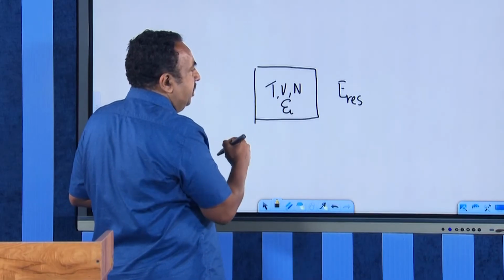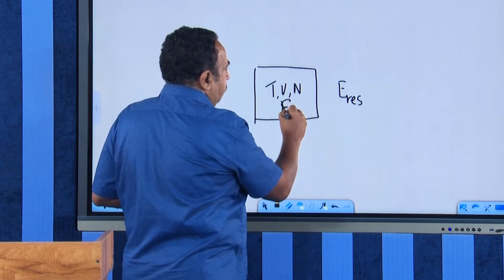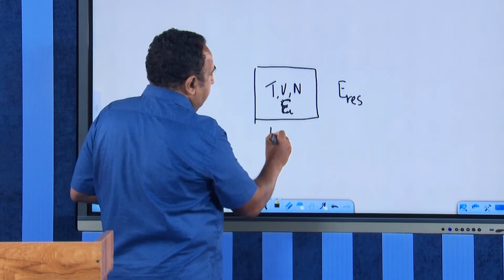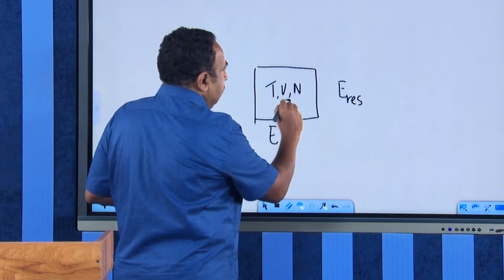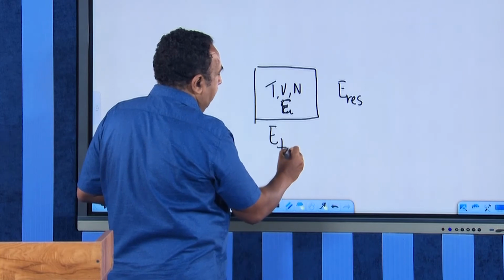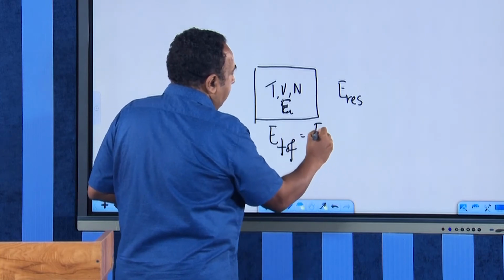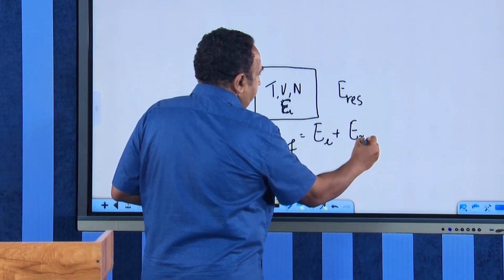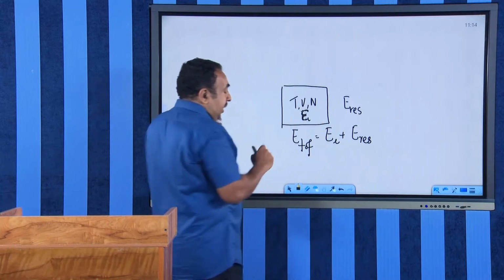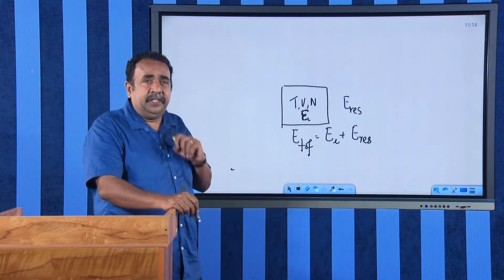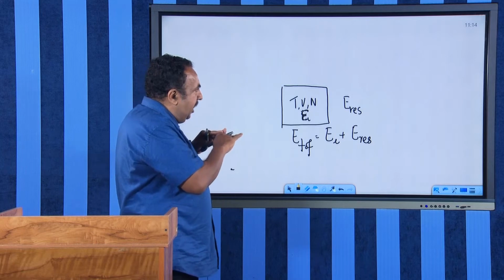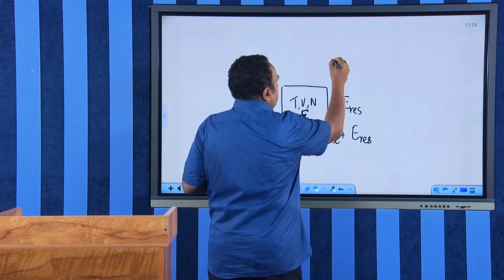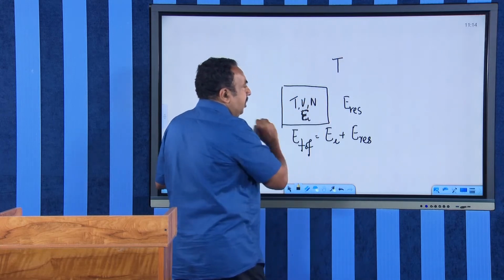EI is the energy of the system. I will use capital E for total energy, and EI is the energy of the system. Therefore, the total energy, which is the system plus reservoir, E total, will be equal to EI, the system energy, plus the reservoir energy. When the system is exchanging energy with the surroundings, you will have a thermal equilibrium. Thermal equilibrium means the temperature of the surroundings and the temperature of the system will be equal.